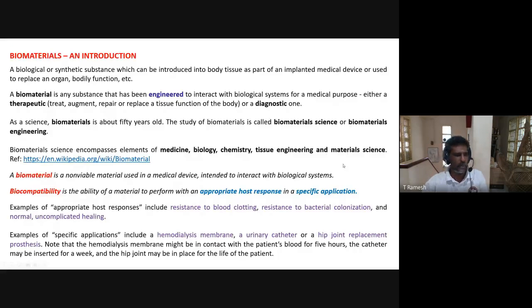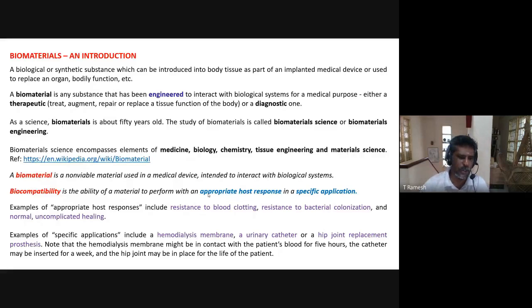Then what is the biocompatibility property? This is the property or the ability of a material to perform with an appropriate host response in a specific application. So suppose I replace a knee joint by means of titanium. Titanium should not cause any harm to the material which surrounds it.